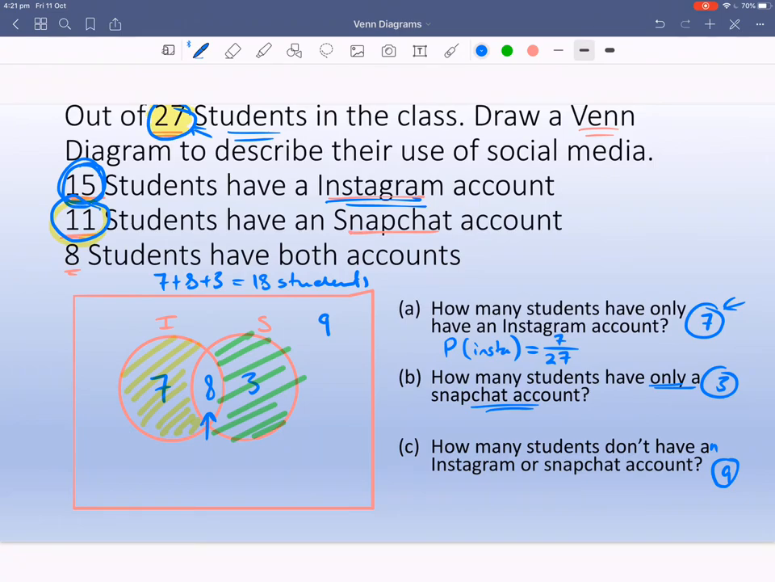I'm going to do C as a probability. What's the probability of finding a student that doesn't have Instagram or Snapchat? So how many students are there? There are 9 out of a total of 27. Now I can reduce that fraction, although this is still correct. You'll never get it wrong unless it tells you to give it in its simplest form, and that will reduce to 1/3. Okay. Hopefully that makes sense. Peace out.